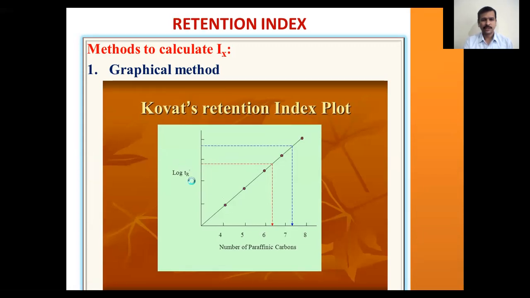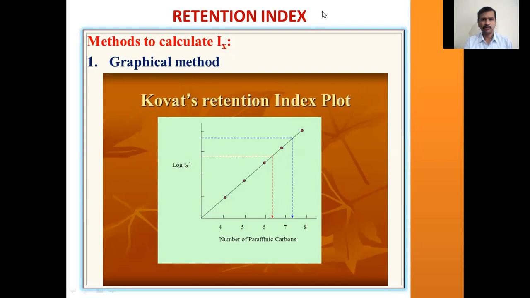We know adjusted retention time. What is adjusted retention time? That is the difference between the retention time and the dead time: TR minus TM gives you the adjusted retention time. And you take known N-alkanes, standard N-alkanes, say 4 to 5 N-alkanes. And in those alkanes, you know the number of paraffinic carbon atoms.